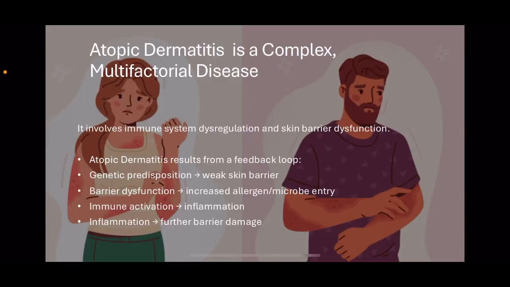There are three things that I want you to learn from this presentation. The first is that atopic dermatitis is a complex and multifactorial disease which involves immune system dysregulation and dysfunction of the skin barrier. Atopic dermatitis results from a feedback loop. Let me give you an example. Genetics can cause a weak skin barrier, and a weak skin barrier can cause increased allergen or microbe entry, and increased immune activation causes inflammation, and increased inflammation can cause further damage of the skin barrier.